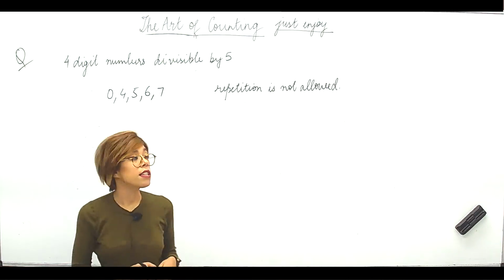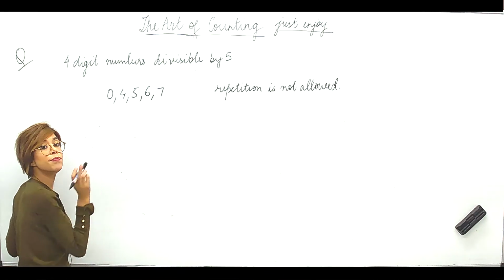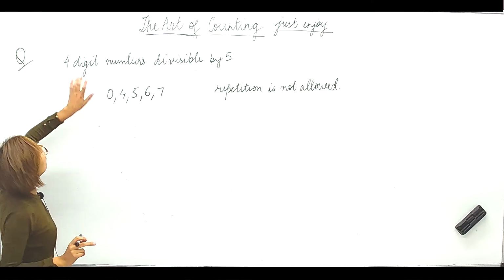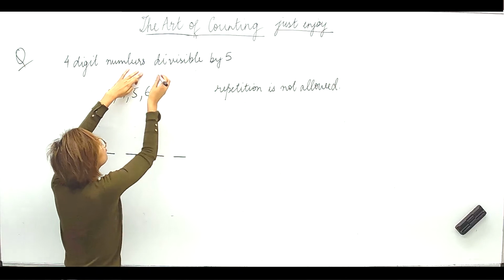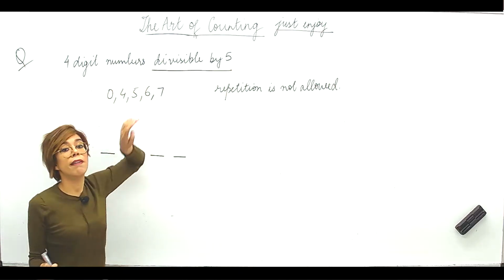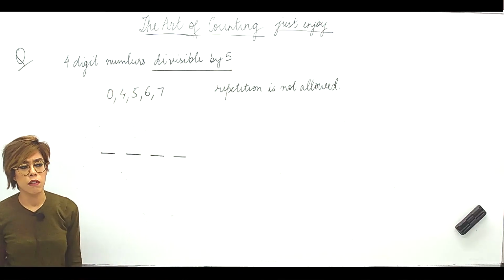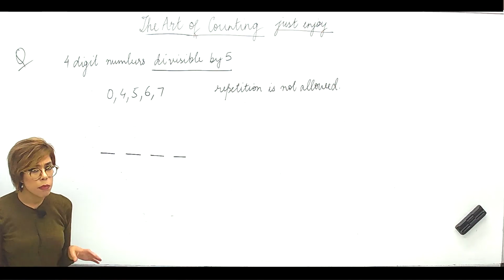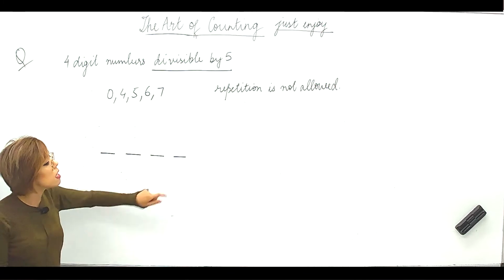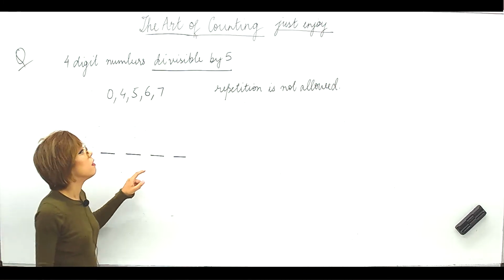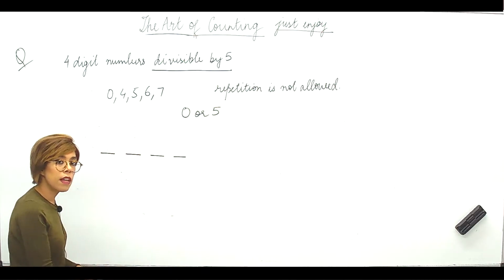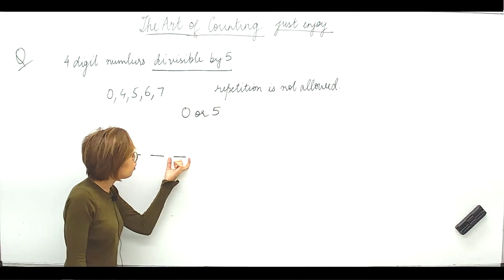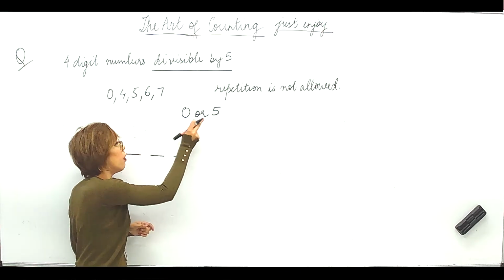Now let's discuss it on the board. Right. So I need to have 4-digit numbers, so 4 places. Now the numbers have to be divisible by 5. Do we know the divisibility test of 5? Even if we don't know, we have common sense. We know any number is divisible by 5 if the unit place is either 0 or 5. So we can have 2 possibilities here, either 0 or 5.